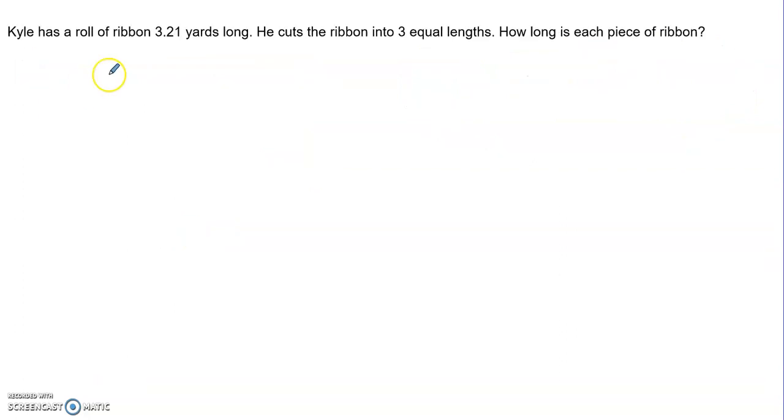Let's do another problem. Kylie has a roll of ribbon, 3 21/100 yards long. He cuts the ribbon into 3 equal lengths. How long is each piece of ribbon? So again, I rewrite what it is that I want to do in an expression. His total, all the ribbon he has, is 3 21/100. And he takes that and divides it into 3 because he makes them 3 equal. The word equal is very important because it means they all have to be the same exact size.